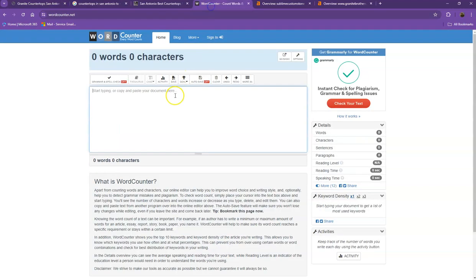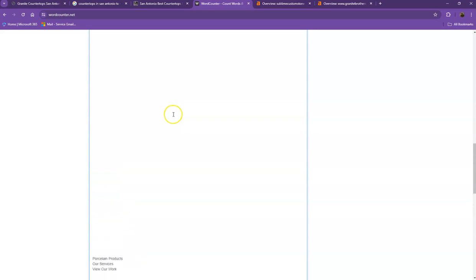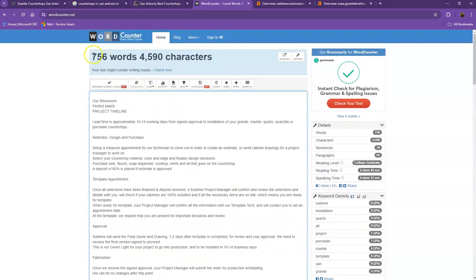So let's go ahead and do a quick count first to see how many words you have on your homepage. Currently you have 756 words, which is a pretty good number. However, we're still quite behind the goal of 1500, so the more words you add to your homepage, the better.